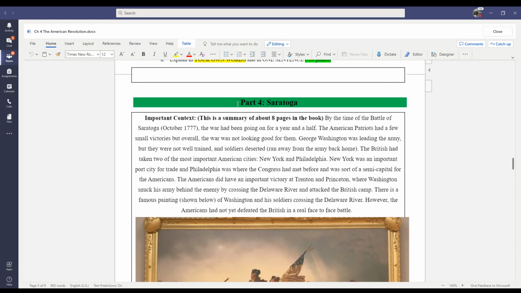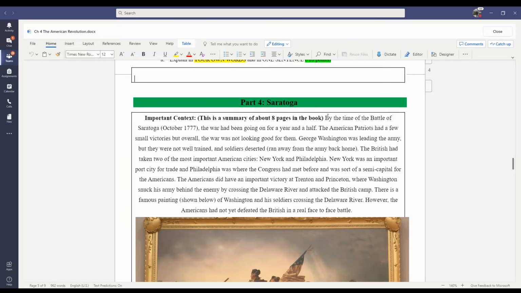Part 4, Saratoga. Now, because of our time constraints, me only seeing you guys every other day, and I know it's been tough, you guys are loaded up with homework. So instead of having you read a bunch of pages by yourself, I did a summary of 8 pages in a paragraph.